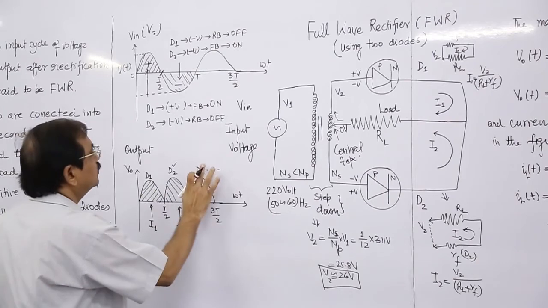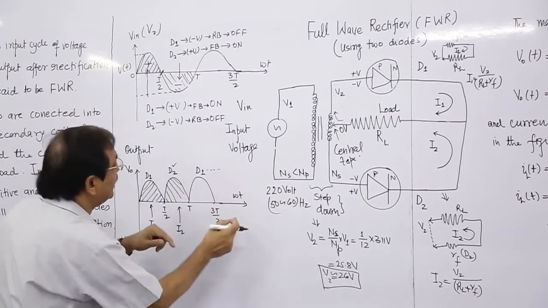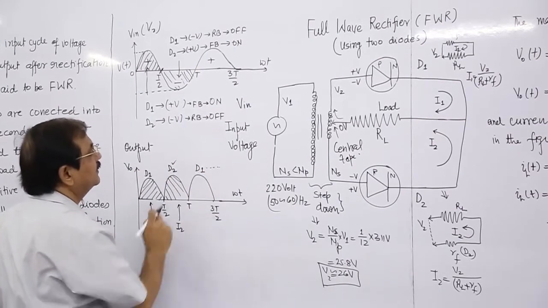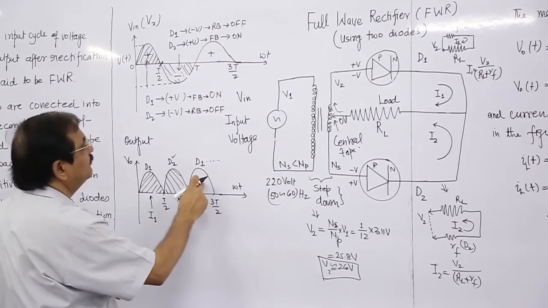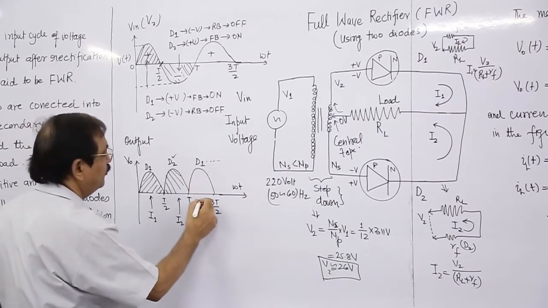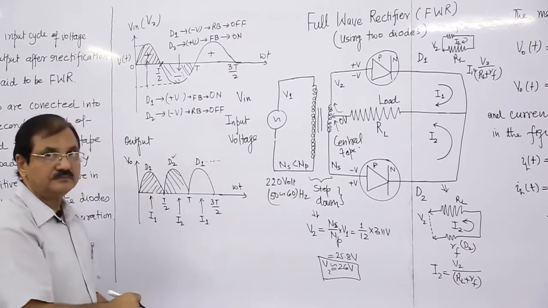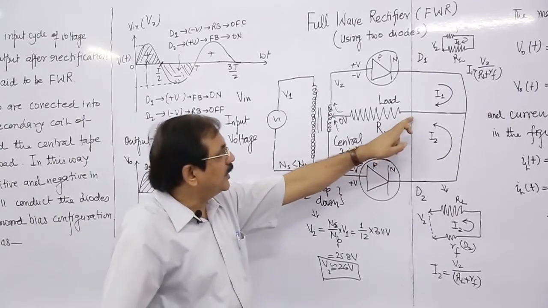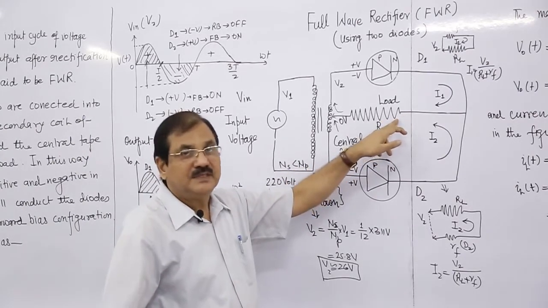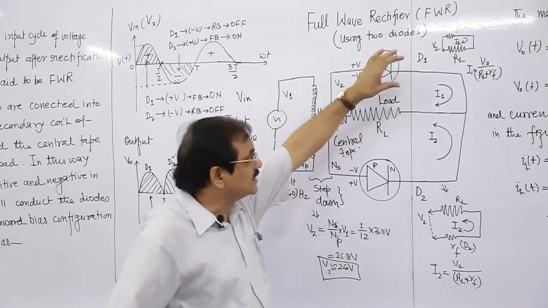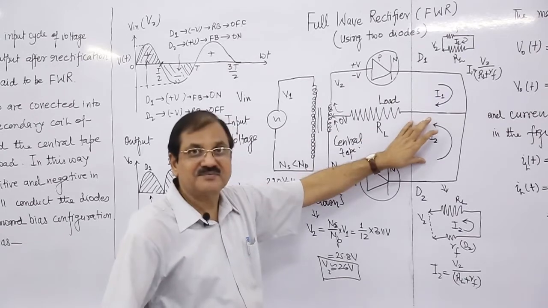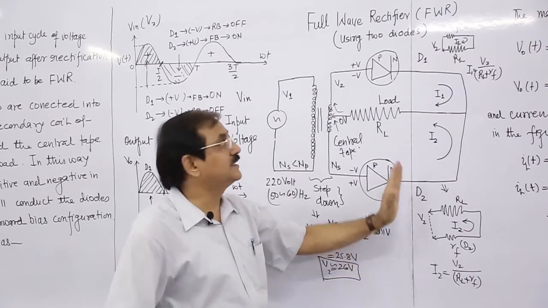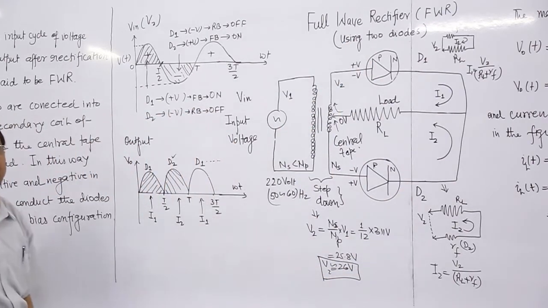So, for the next half cycle of this positive section, this diode D1 is again forward biased and the current I1 is again flowing. So, what do we find? We find a continuous current flowing in the load resistance: I1 in the first half cycle and I2 in the second half cycle. Due to this mechanism, the circuit is called a full wave rectifier.